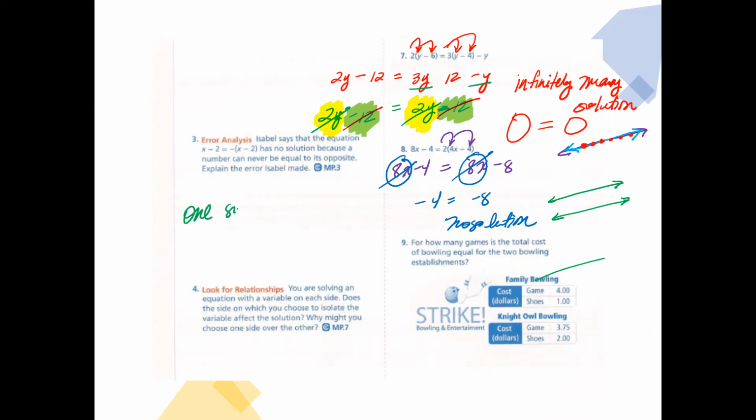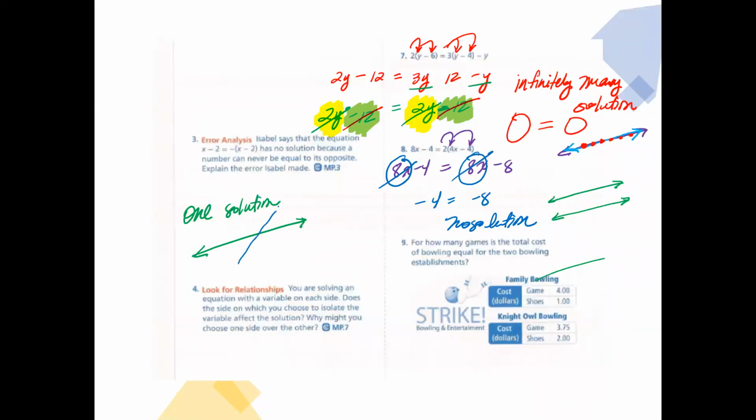And lastly, one solution is when you have one line going in this direction, and then a second line going the opposite. There we go. A second line going the opposite direction. So then you have one solution because you have just one dot right there.